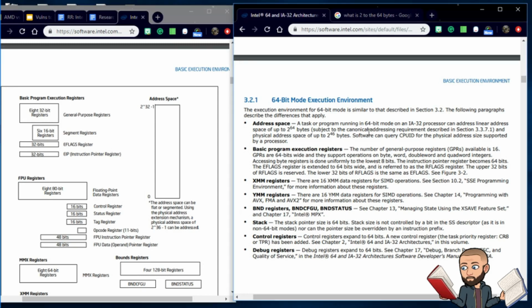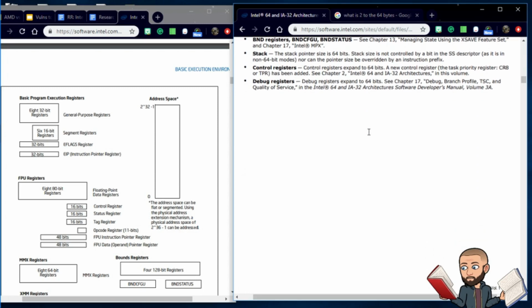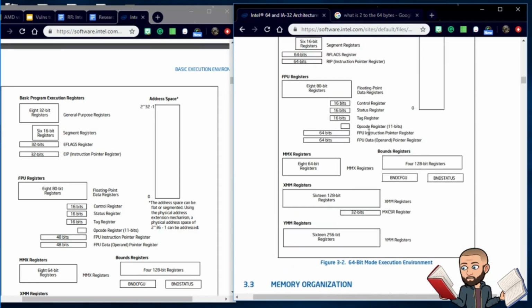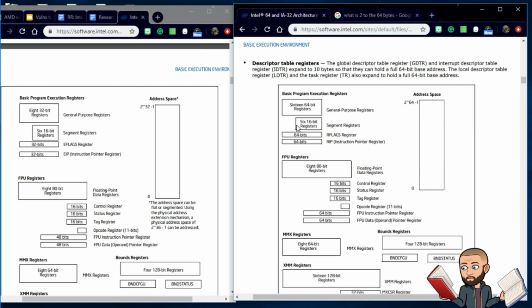Let's jump over here and go down to the 64-bit graphic. You have to go all the way to the bottom to see the caption, Figure 3-2, 64-bit mode execution environment. Now to scroll up a bit, it says 16 64-bit registers. Over here, there's 8. So this is doubled not only in the number of registers, but the size of those registers. And these are just the general purpose registers.